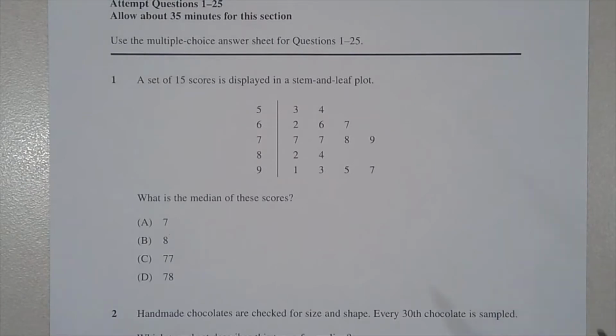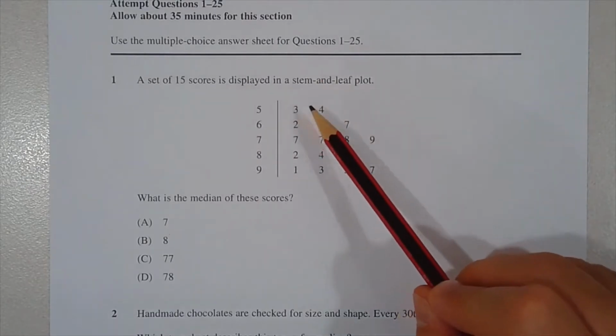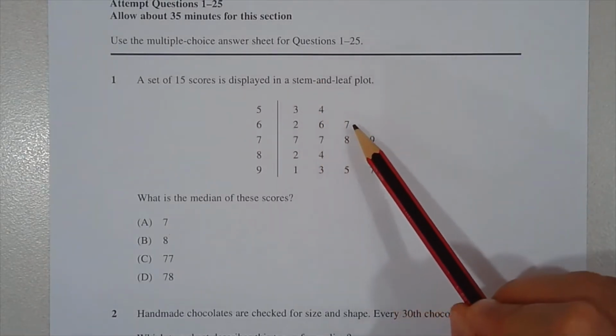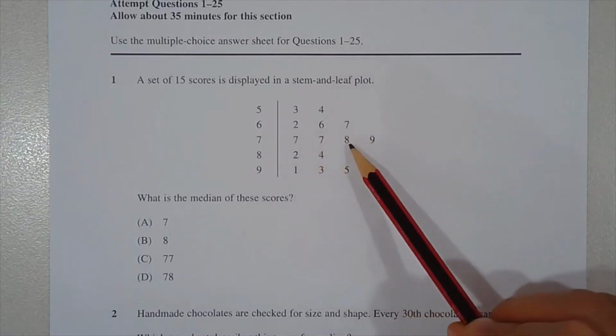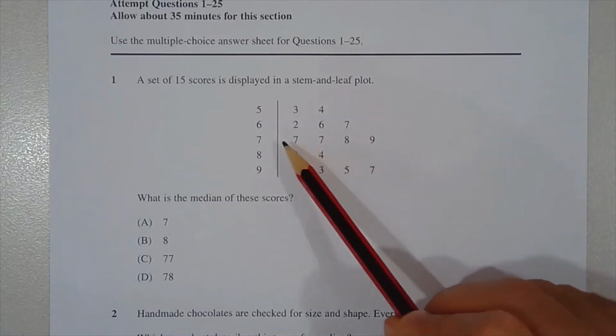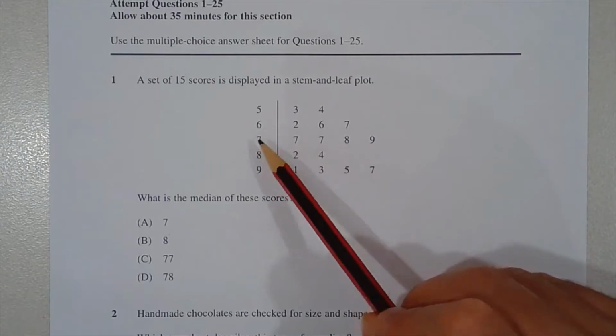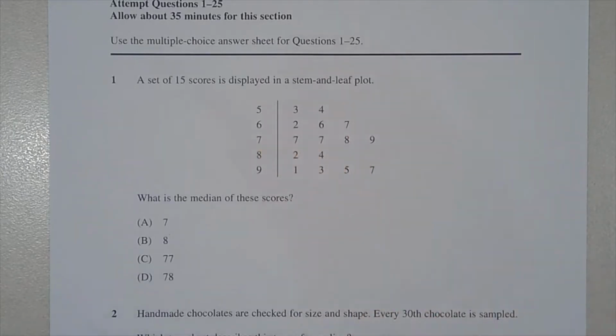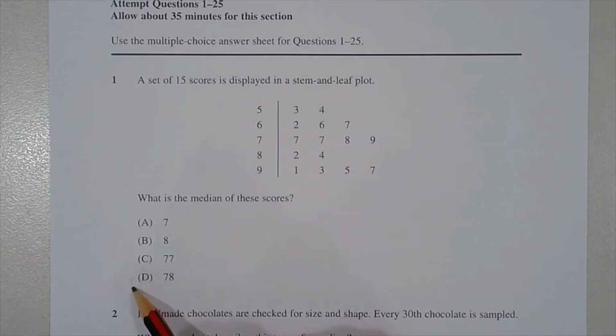So let's count 8 from the very beginning. 1, 2, 3, 4, 5, 6, 7, 8. So the median is 78. So you take the stem, combine it with the leaf, 78, option D.